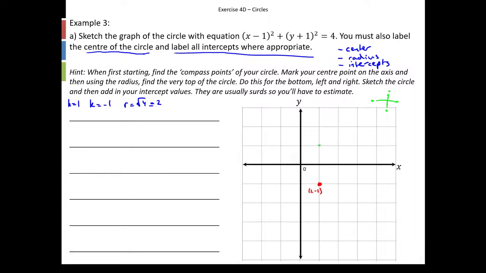So that's up 2 from my center. Furthest right will be right 2 from the center, down 2 from the center, and across 2 left from the center. Okay. We now have points we can roughly sketch. I'm going to do this, it's pretty hard.